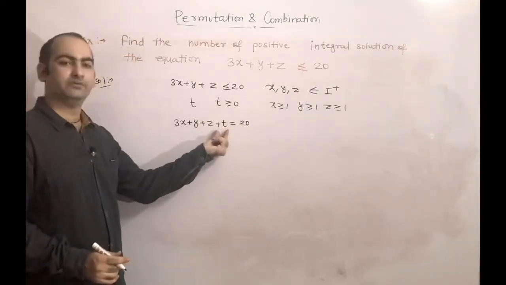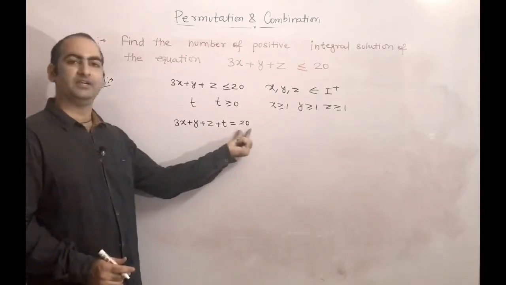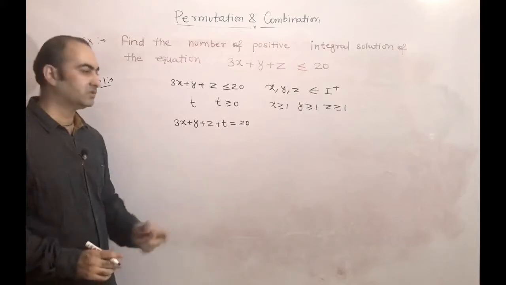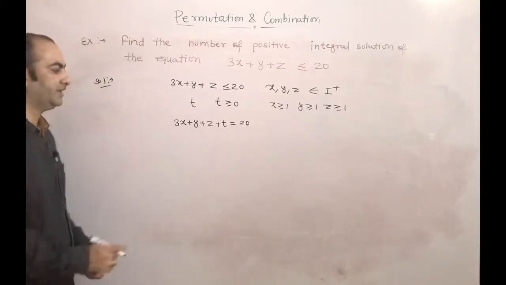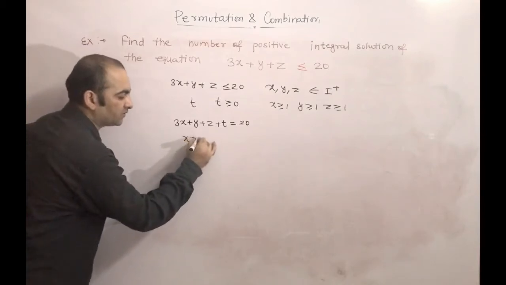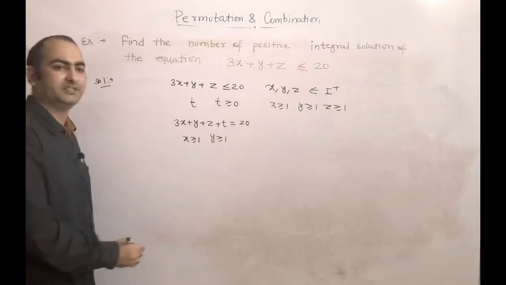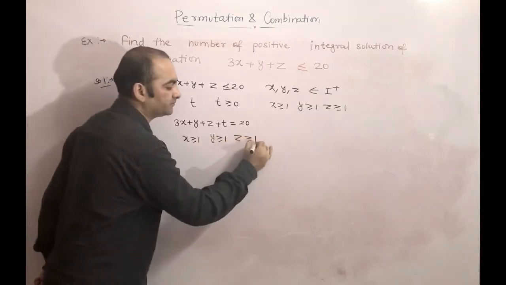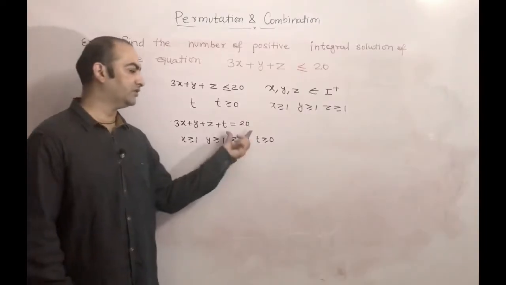If t is 0, we will get the summation as 20. If t is 1, then this will come out as 19. If t is 2, we will get 18. Like that we will get every solution, so we have to use the dummy variable. Here x is greater than or equal to 1, y is greater than or equal to 1, z is greater than or equal to 1, and t is greater than or equal to 0. We have to find the solutions of this equation.